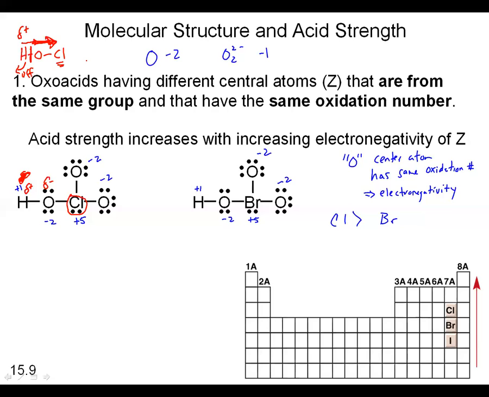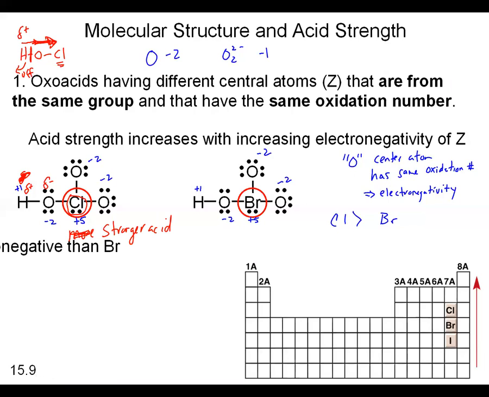So in this case, when we are comparing two acids, same center, same oxidation state on the center atom, we want to look at electronegativity. And in this example, this guy would be the stronger acid of these two.